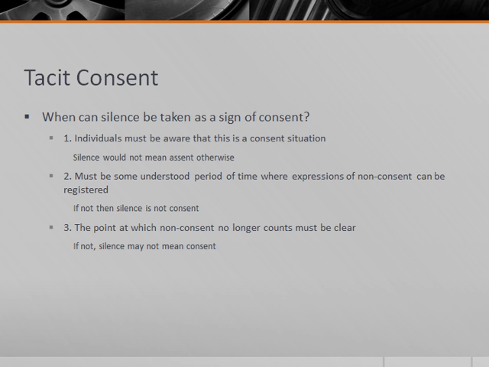Okay, there also has to be some point at which non-consent no longer counts, and that must be clear. So that's what I was talking about when I was talking about the person who doesn't consent 2 hours later, right? But if it's not clear how long you have, then of course your silence right now just could mean, hey, I'm thinking about it, right? Not I'm consenting, but I'm thinking about whether to consent or not. And so, again, this question of duration is important.